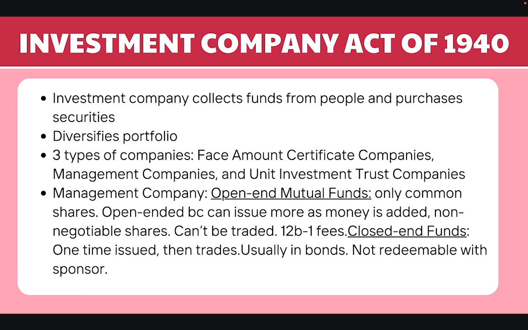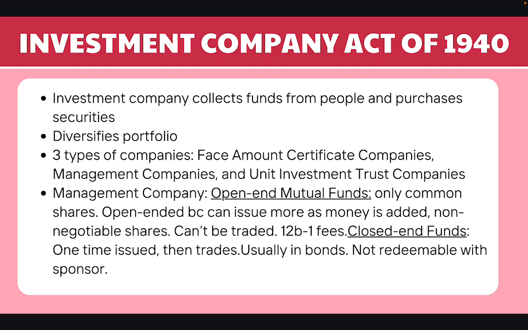An investment company collects funds from people and purchases securities. They have to diversify the portfolio. There are 3 types of these companies: face amount certificate companies, management companies, and unit investment trust companies. Also, an example of that would be a variable annuity. A management company is an open-ended mutual fund, only common shares. They're open-ended because they can issue more as money is added. They are non-negotiable shares. They cannot be traded, and they do have 12b1 fees.